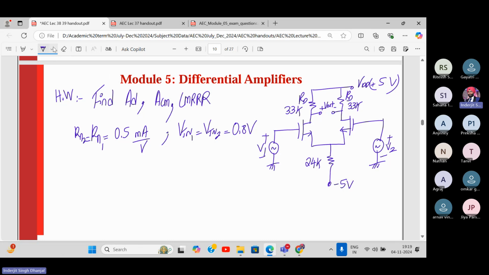All right. So first of all, do you identify the configuration over here? Which configuration is it? Dual input. There are two inputs and two balanced outputs, right? So it's a DIBO. Balanced, yes.